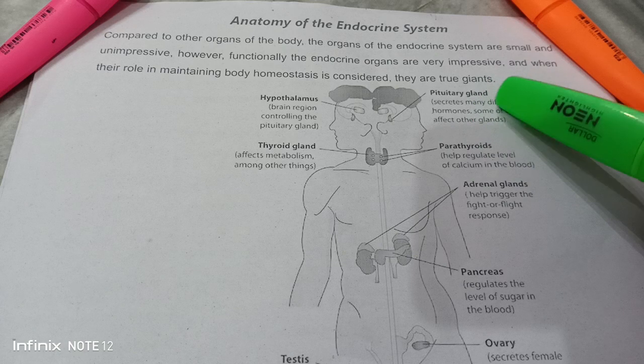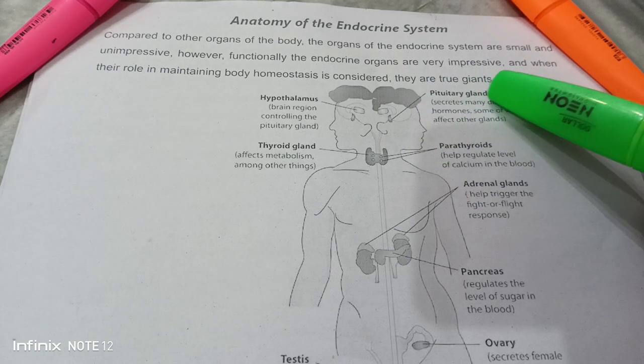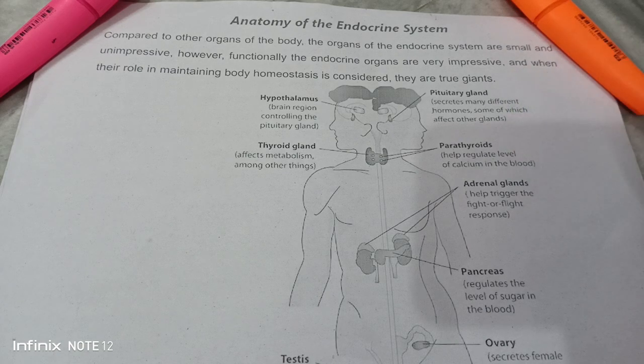Now you can locate all the endocrine glands. First is the pituitary gland, which is located in your brain, and it secretes many different hormones which also affect some other glands. Therefore the pituitary gland is also called the master gland, because it not only regulates its own secretions, but also helps in the regulation of other glands' secretions. Most of the glands are connected to the pituitary gland and are regulated by it.